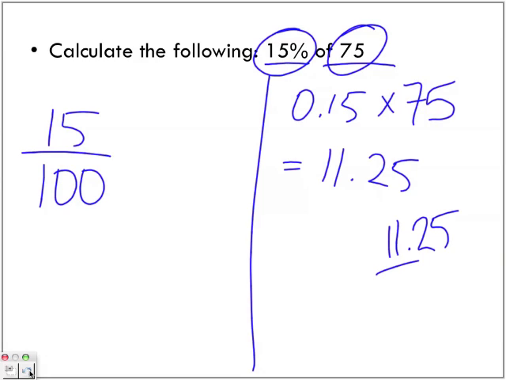Exactly, 11.25 out of 75. So that's a way to test it out to see, did I get the right answer? Yeah, exactly. They really failed it. Now, the other way is this.